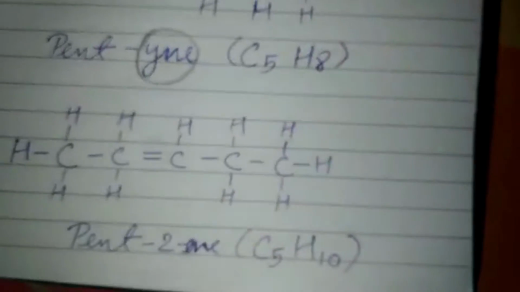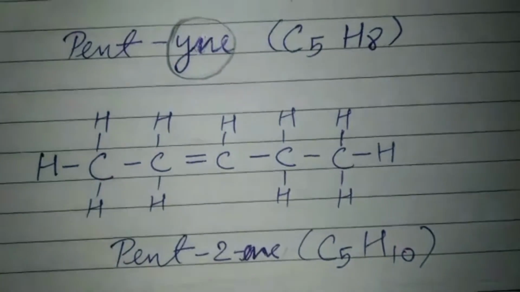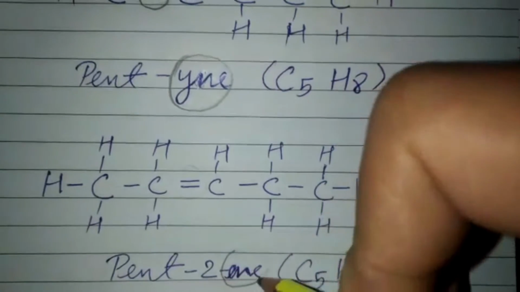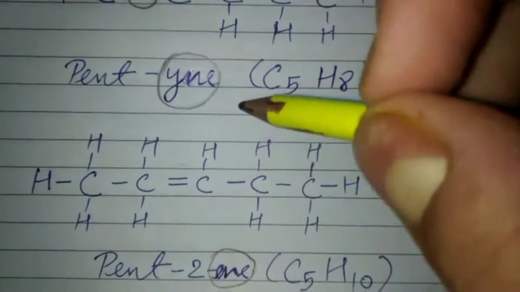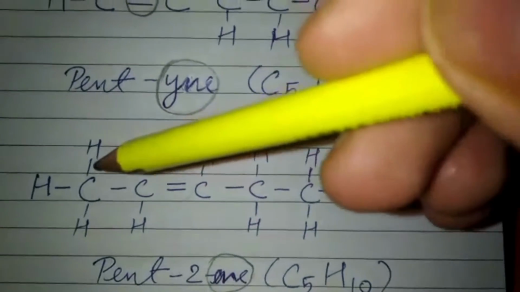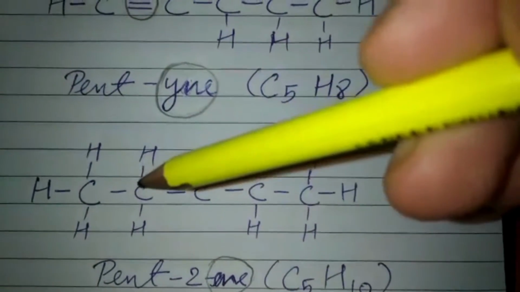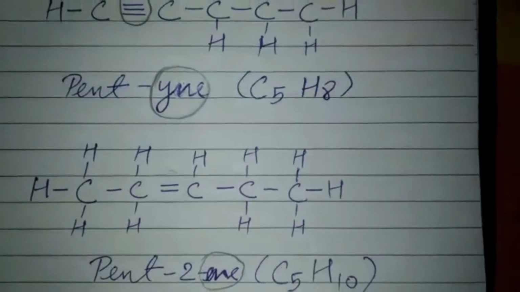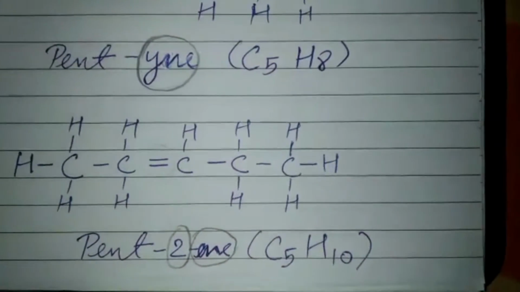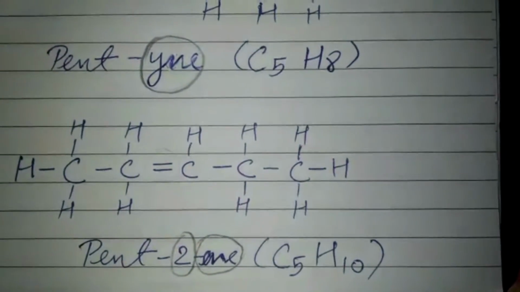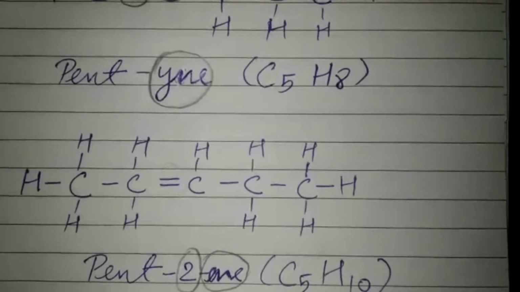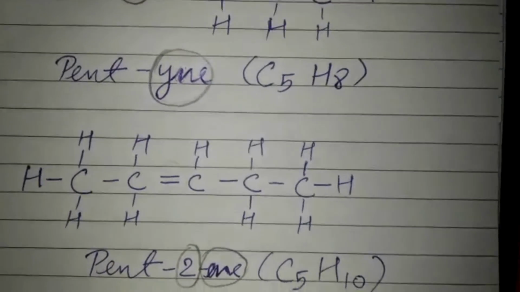Now let's move to the next carbon compound, pent-2-ene. Here a double bond is present, so we have used the suffix "ene". But we can see that the double bond is present between the second and the third carbon atom instead of the first and the second carbon atom, as we saw in the case of pentene. So we have used the digit 2 here. Similarly, in any compound, if the functional group and substituents are not present at the first carbon atom, then their location is indicated by digits 2, 3, 4 and so on.